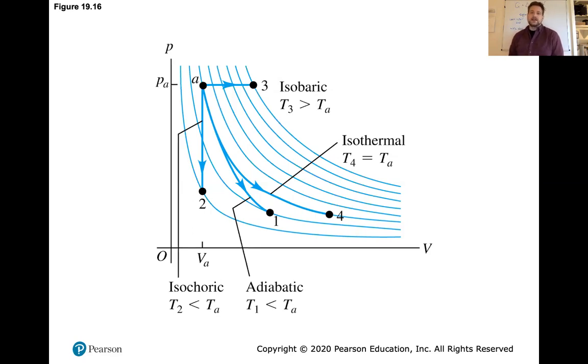Note that if you found the area under each of these four curves, they'd be different. The work done by an isobaric process from state A to state 3 is very, very different from the work done in an adiabatic process from state A to state 1. Note also that the final temperature in state 1 has to be less than the temperature in state A.